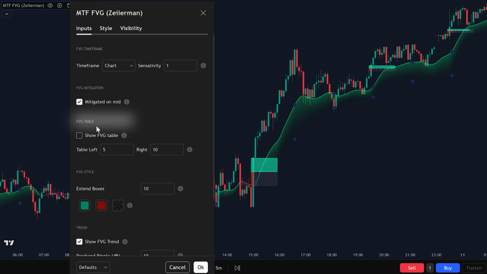Next is the FVG table settings. This lets you choose if you want a table to appear on the chart.